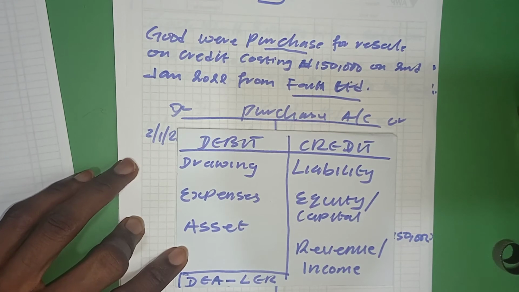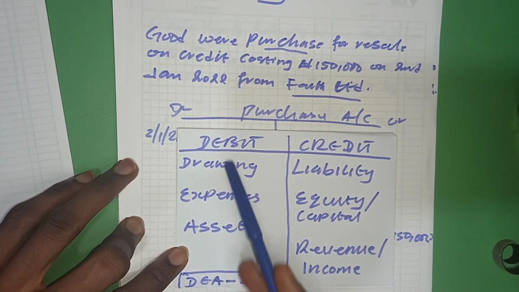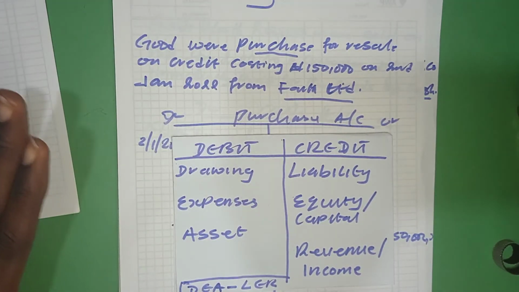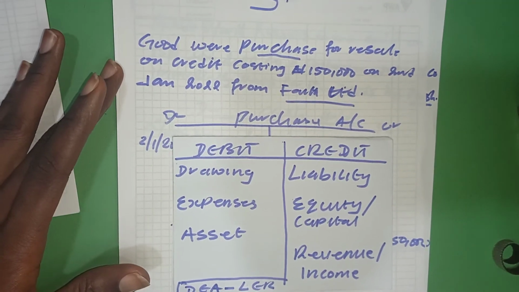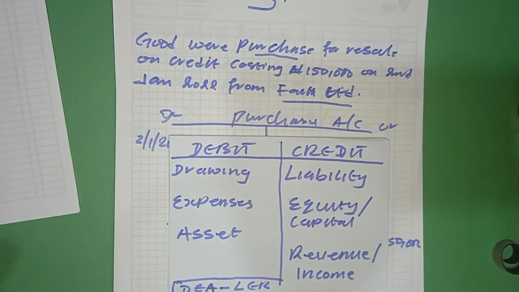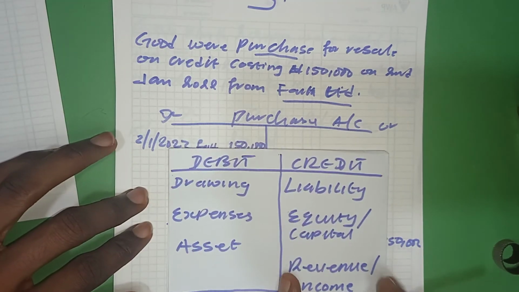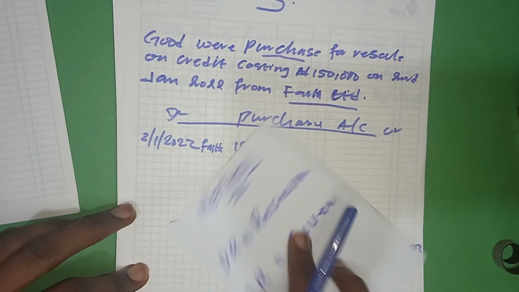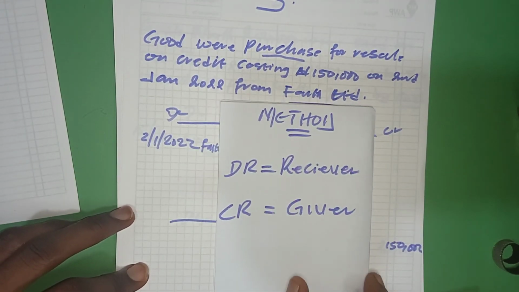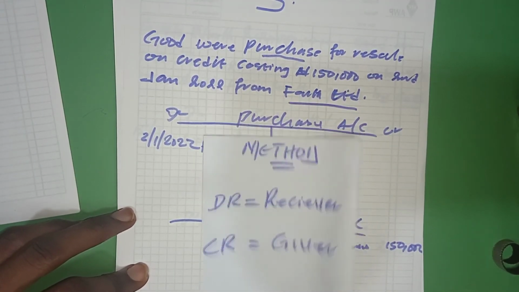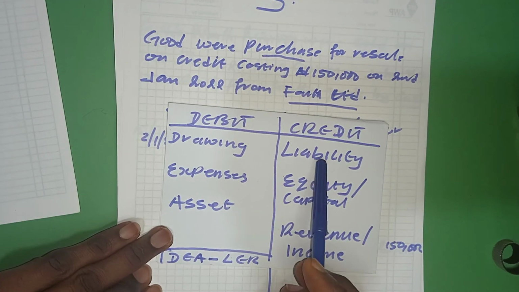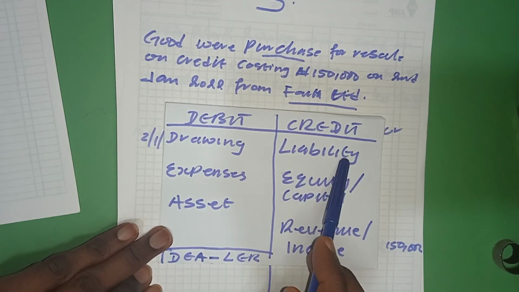Are you getting me? So when you know all this, then you know that you are in line with double entry. It won't give you headache. I hope I'm making sense. So you can either use this method or the giver and the receiver. This method is just for you to know liability. Faith is our liability. We credit Faith.